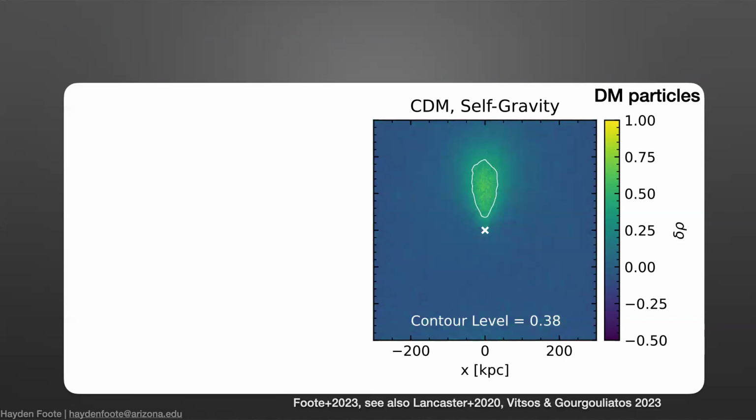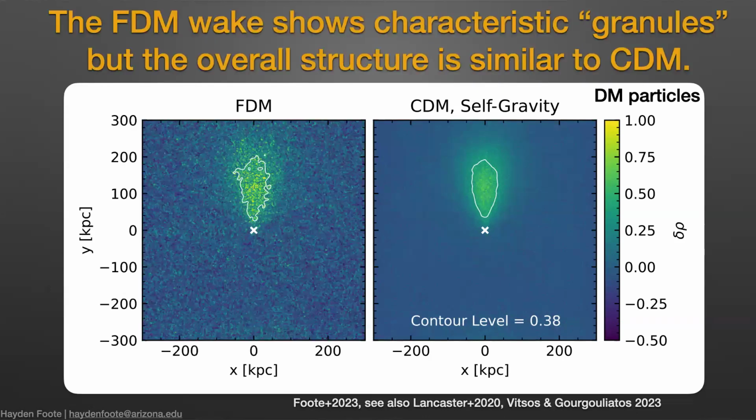So I'm going to switch back to our dark matter particles only. I've got cold dark matter on the right, and now fuzzy dark matter on the left. And hopefully, you can see why fuzzy dark matter is called fuzzy. This is not a resolution effect. These are density granules that show up due to the wave interference between particles, and they just get amplified in the wake. At small scales, these look pretty different, but at least on large scales, if you look at the size of the contour, for instance, it's pretty similar.